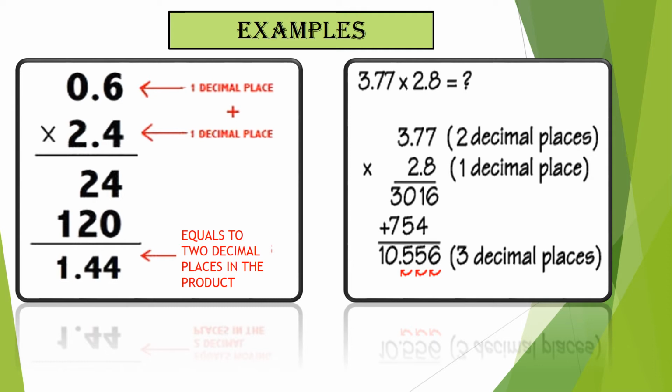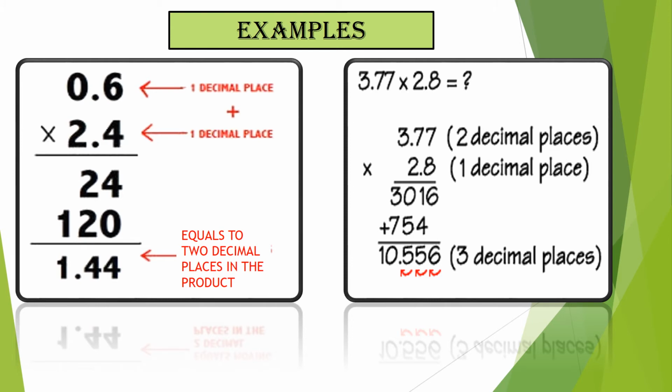One more example, 3.77 into 2.8. Now here you can see in 3.77 the decimal is after 2 places. In 2.8 the decimal is after 1 place. Now on multiplying this, first you multiply this with 8, so you get 3016. Now you multiply 2 with 7, so you get 754. There is 0 here. And on adding this, you get 10,556.